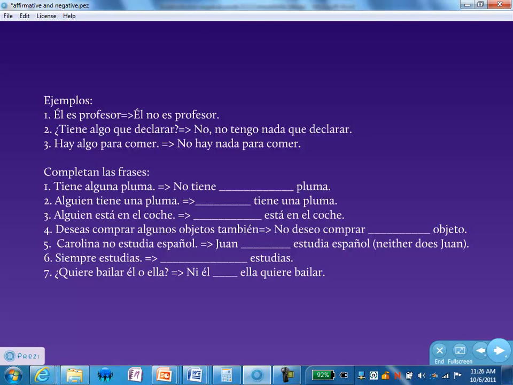So let's see what you would do with these sentences here. The affirmative statement is tiene alguna pluma. Alguna is my word that makes this statement affirmative, so I need to figure out, okay, what would I fill in the blank here? The opposite of alguna. What would the opposite of alguna be? Ninguna. Write that sentence down and do 2 through 7 on your own.